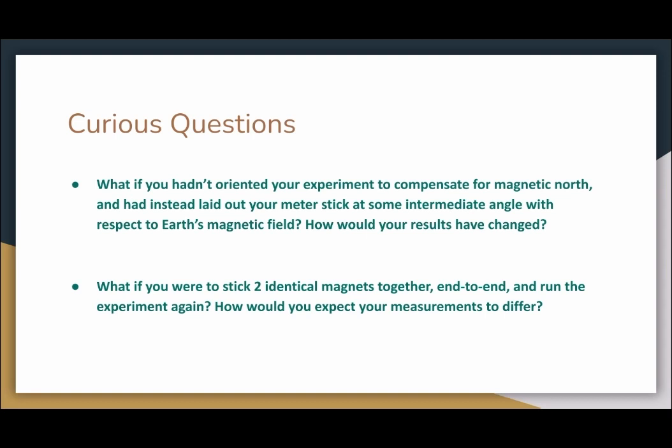What if you were to stick 2 identical magnets together end to end and run the experiment again? How would you expect your measurements to differ? The measurements from the experiment would have increased because the magnetic field would have combined and increased accordingly.